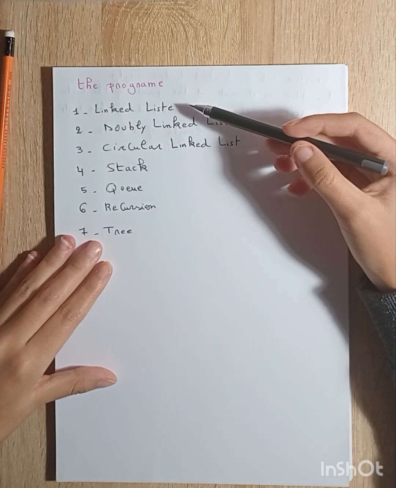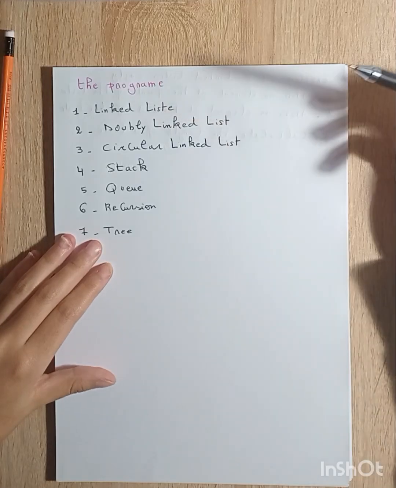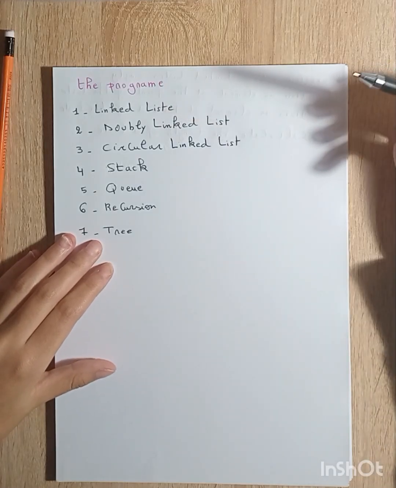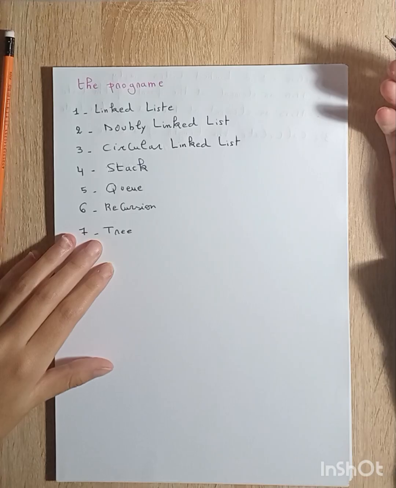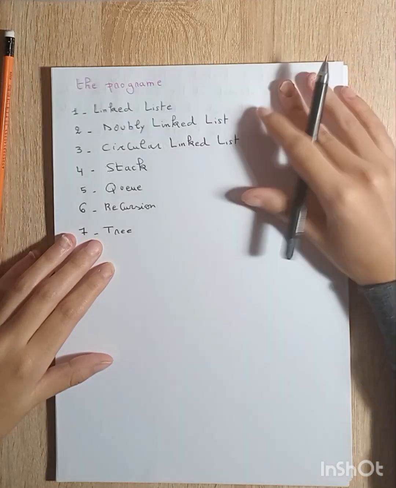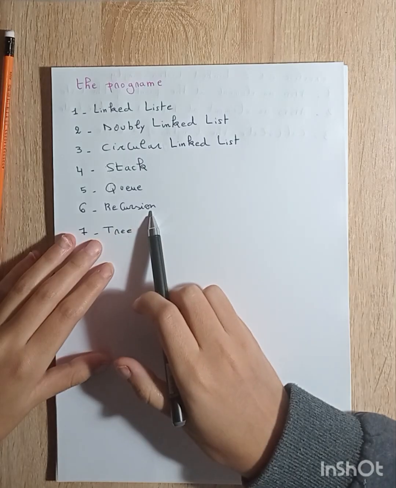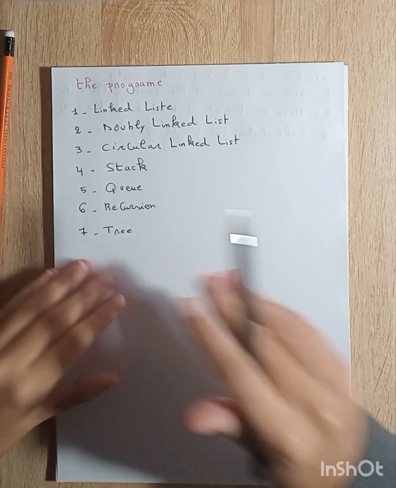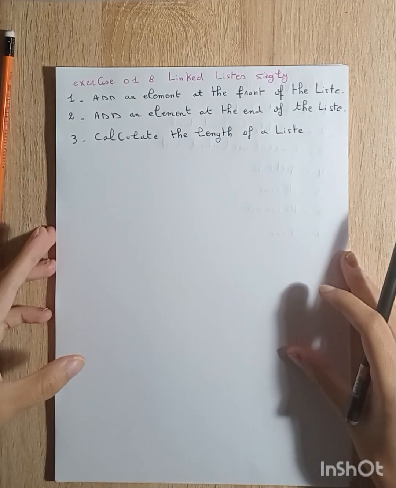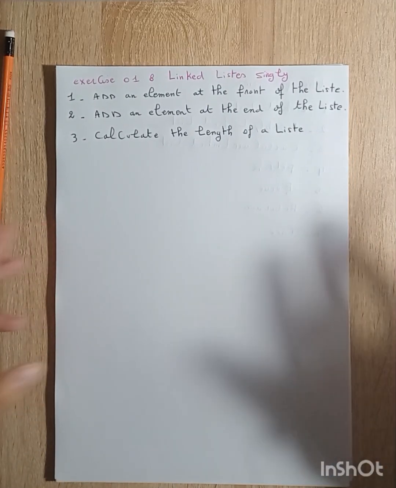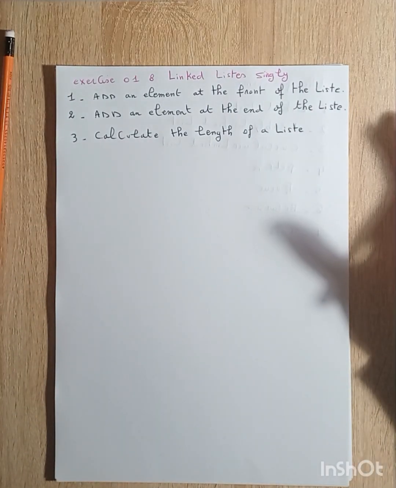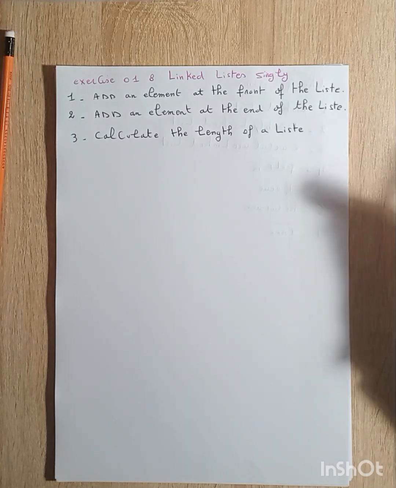We will do linked list, then double linked list, and we have circular linked list. Then we move to stack, we move to queue, and we have recursion, and then we have a tree. So we will now do our first exercise. It's in singly linked list, that goes one way.